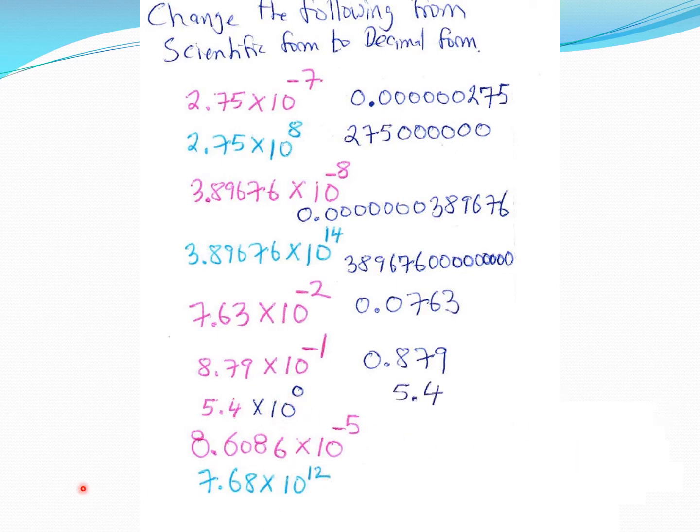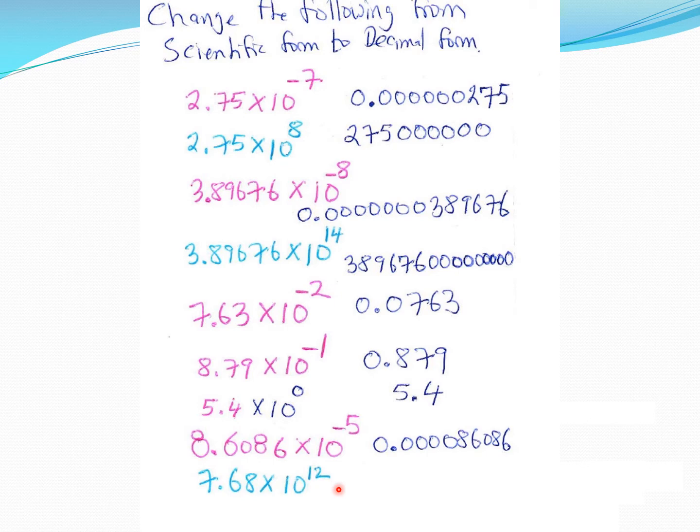And then this one, 0 followed by 4 zeros, then 86. Sorry, that should be 4 zeros. Let me just clarify that. So we're dividing by 10 5 times. Divide by 10 once, brings you 0.8, and then you divide by 10 4 more times. So it's 0.0000086.